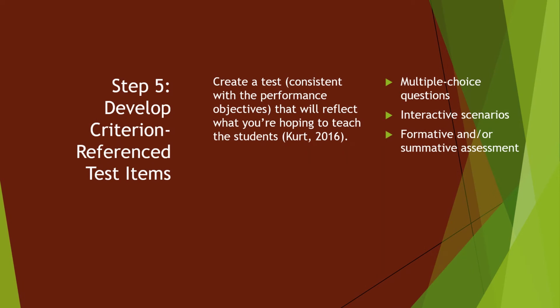Step 5, which is develop criterion reference test items. This consists of creating a test consistent with the performance objectives that will reflect what you're hoping to teach the students. You can do this through multiple choice questions, interactive scenarios, formative and/or summative assessments. Hopefully these strategies will work.